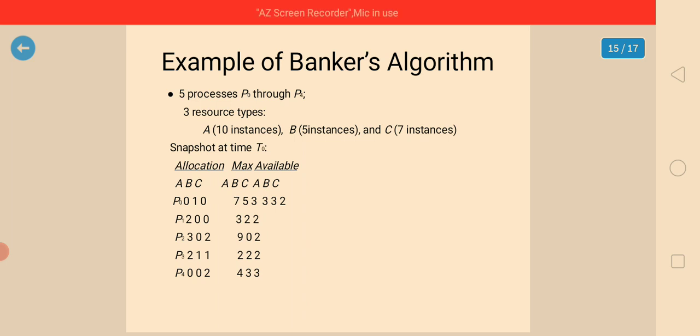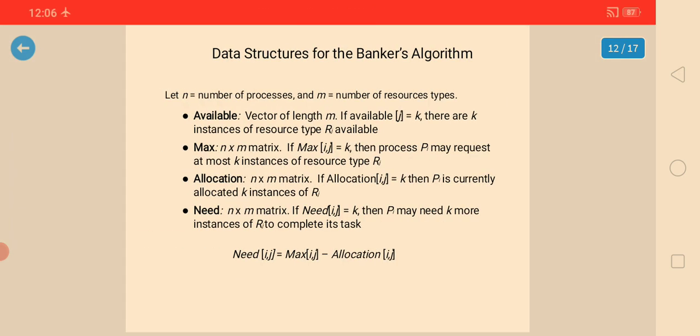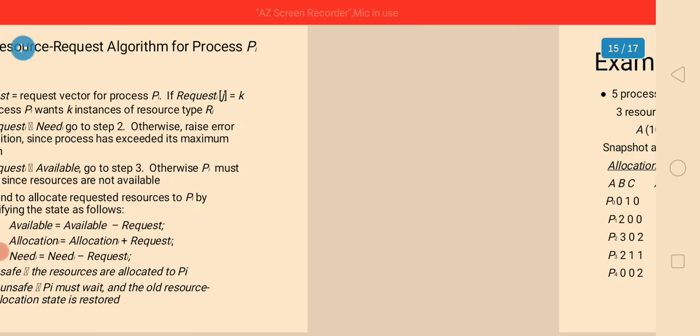So here, a total of 5 processes are given, and the allocation is given, the maximum is given, and the available is given. We need to find the need matrix here. What is the formula for the need matrix? Max minus allocation. We need to subtract the allocation from max, then you will get the need here.